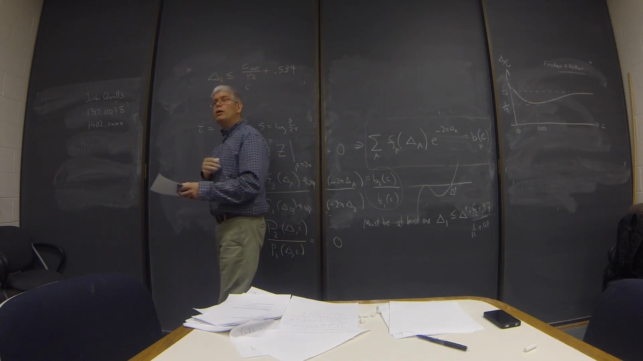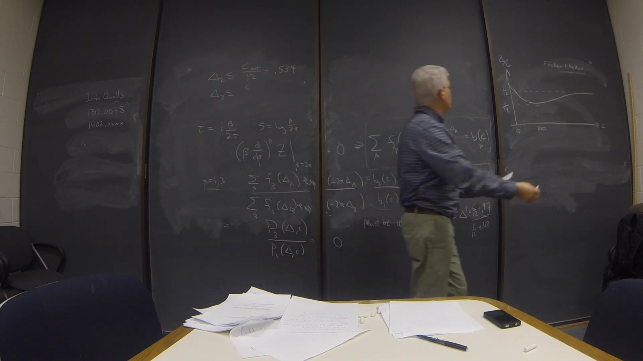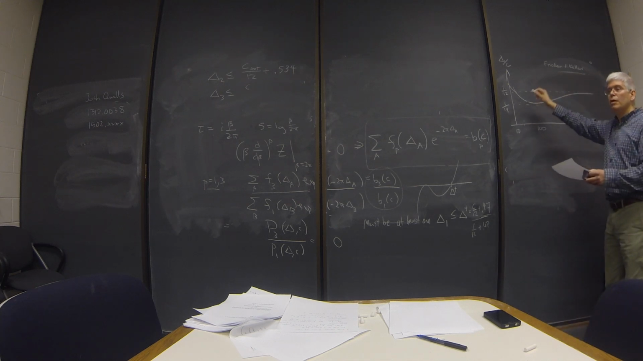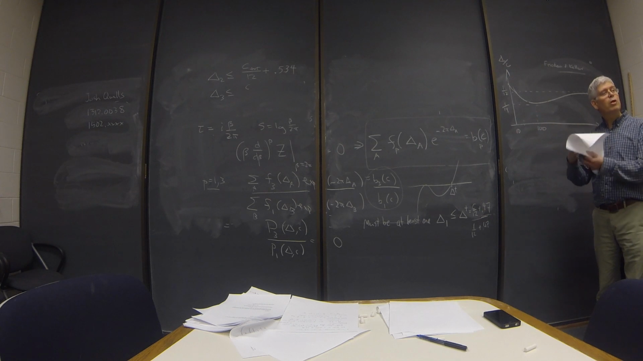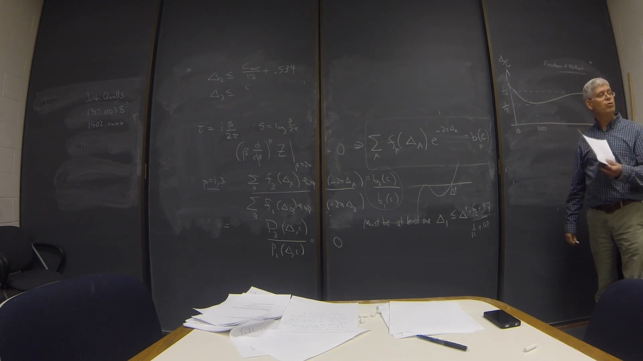Okay, certainly, if you wanted to take particular values of delta 1 and do some linear programming, then you could get a similar curve to this, and you could constrain the region of allowed delta 2 in that way.